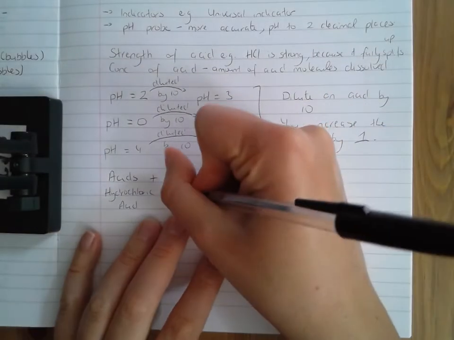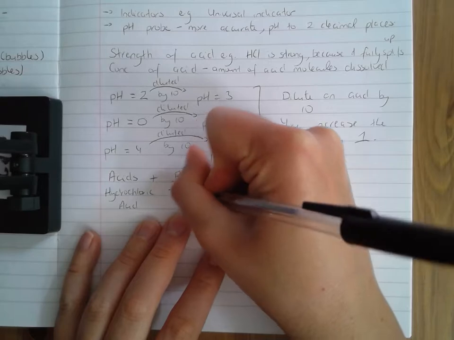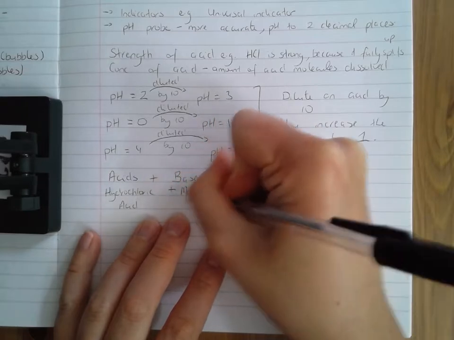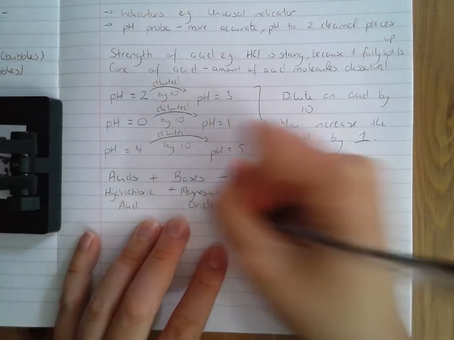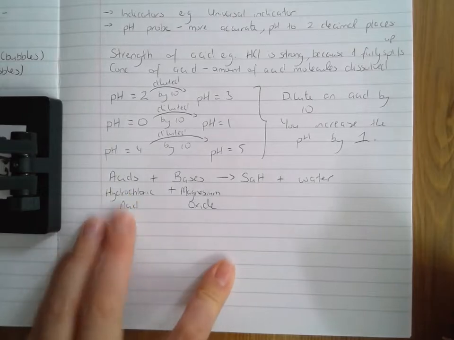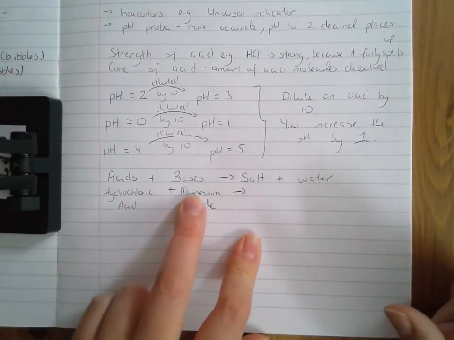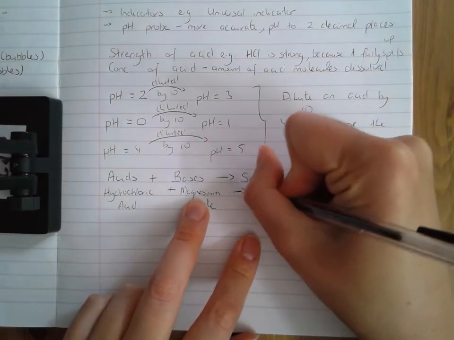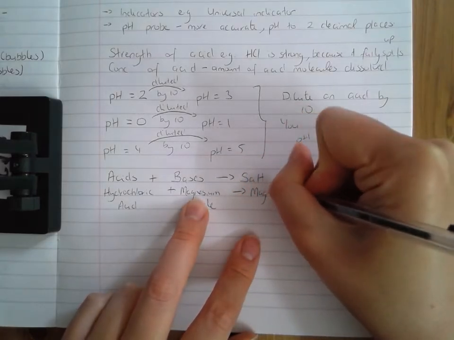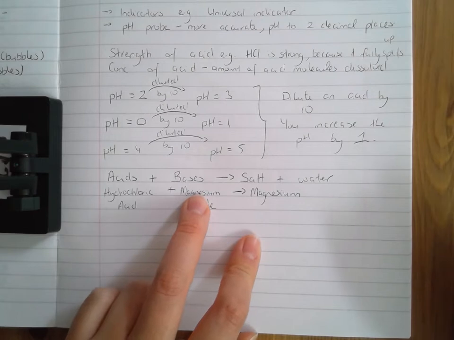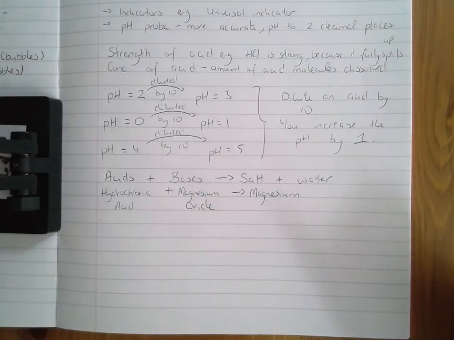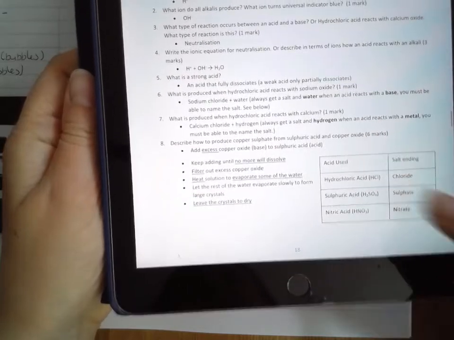So I'm going to pick a base. I'm going to pick a metal, magnesium, that's a metal. I'm going to stick that word in front of oxide, and I've made myself a base, hydrochloric acid and magnesium oxide, okay? The salt, the first word of the salt, you always get from the metal of the base. My metal is magnesium, so that's the first word of my salt. The last word of my salt, I can see from this table here, is going to be chloride.